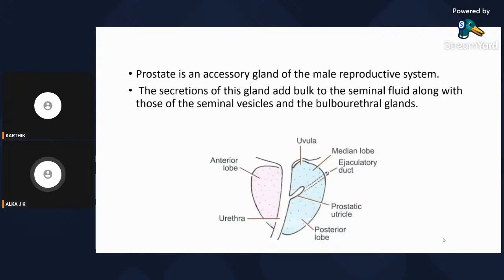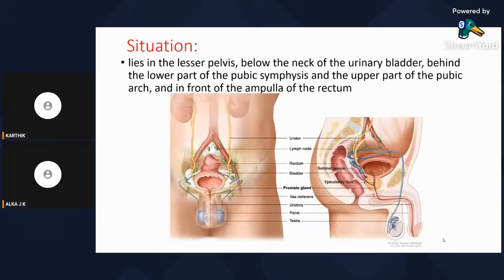Next part is prostate gland. So prostate gland, it's also coming for 5 marks. It is somewhat large part. It may come for 10 marks, but that is only a possibility. It is an accessory gland of the male reproductive system. The secretion of this gland adds bulk to the seminal fluid along with those of seminal vesicle and bulbourethral glands.